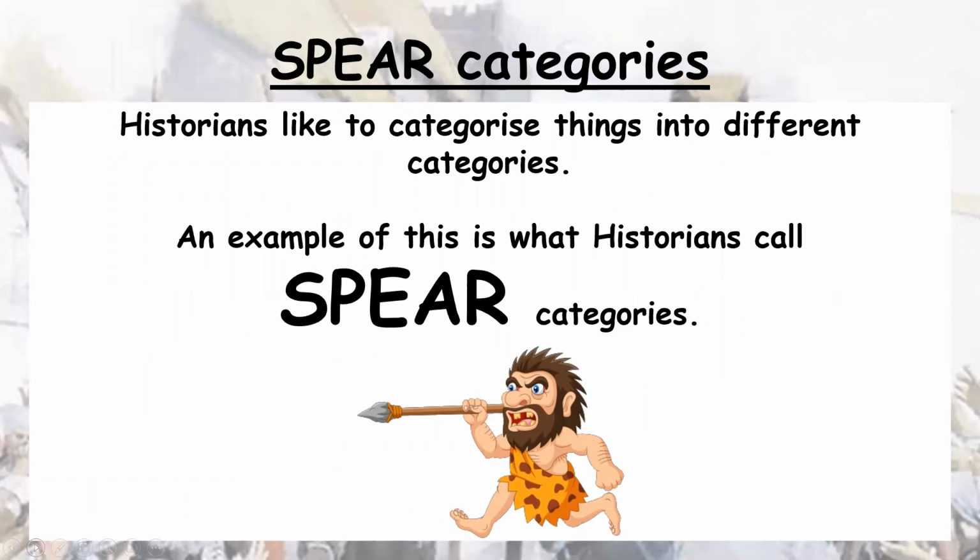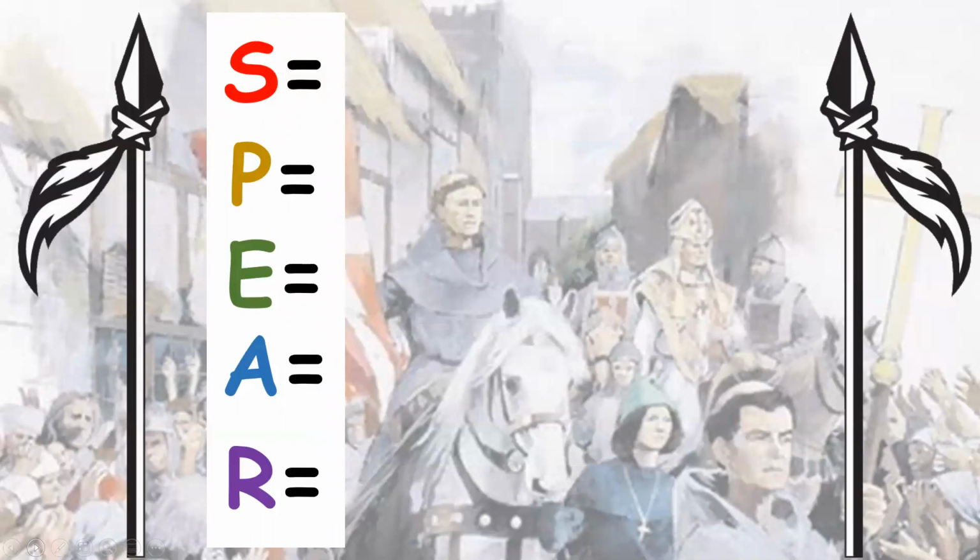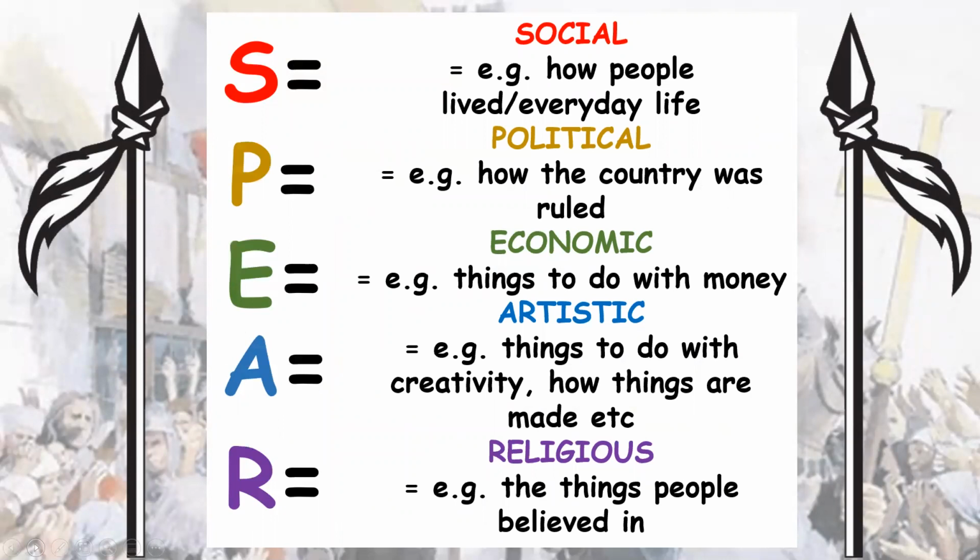So SPHERE categories. Historians like to categorize things into different categories. An example of doing this is what historians call SPHERE categories. So SPHERE categories stand for social, which is how people lived in everyday life, how they interacted with each other and talked to each other and dealt with each other and what they did with each other. The P is political, so how the country was ruled, who was ruling the country, the laws that were introduced.